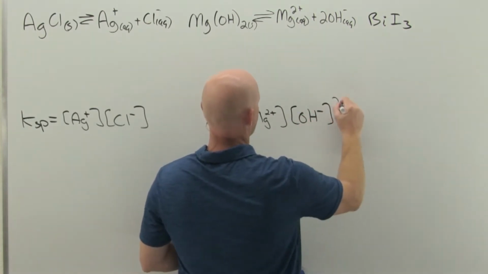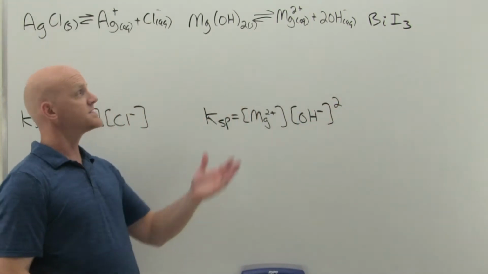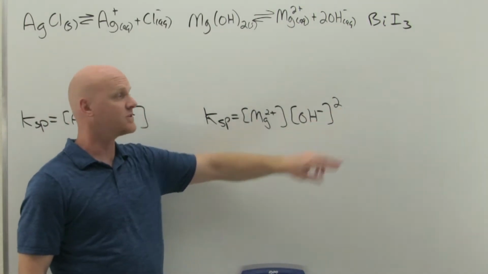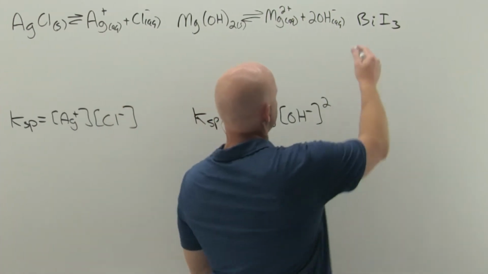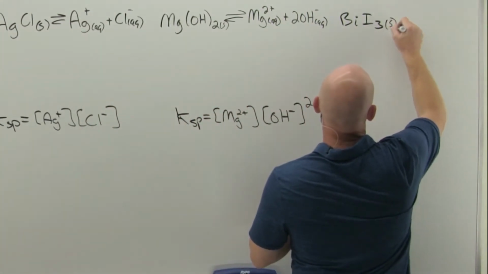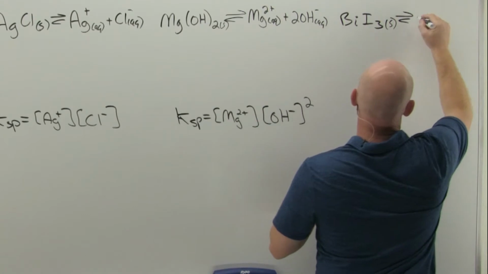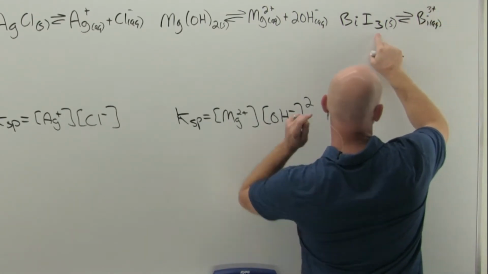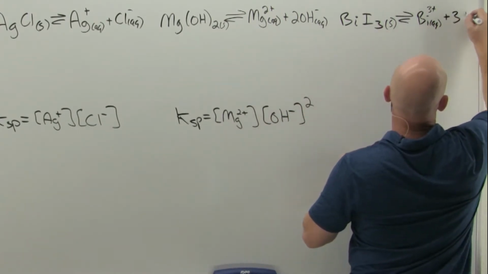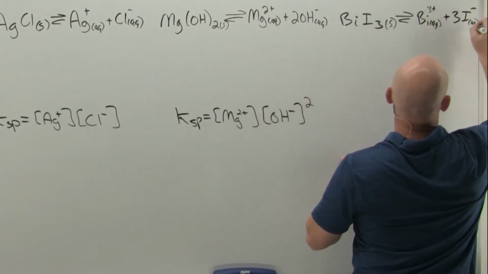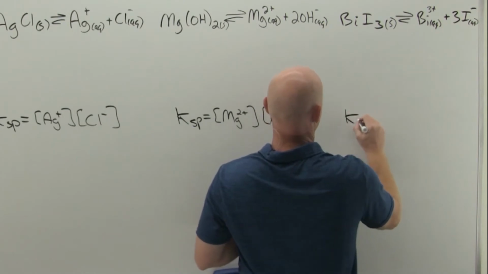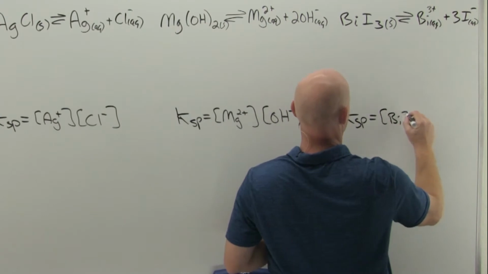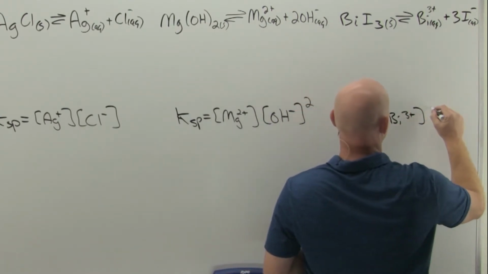So again, products over reactants raised to the power of the coefficients. Well, in this case, our reactant is always going to be a solid, so you're never going to see a denominator, but we still have to factor in those coefficients as exponents here. All right, finally for bismuth iodide, same kind of thing. It dissociates to give a single bismuth ion and then 3 iodide ions as well. And once again, your KSP is going to equal products: Bi3 plus times I minus cubed.